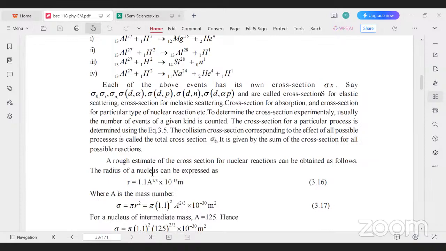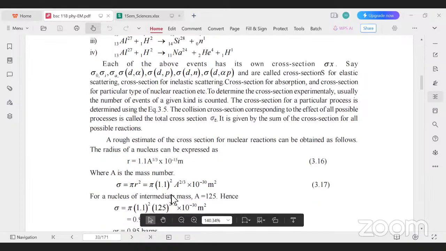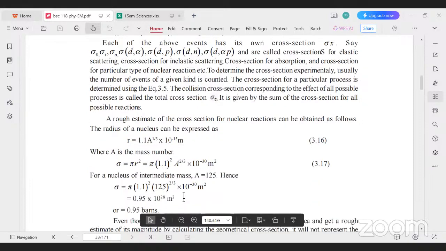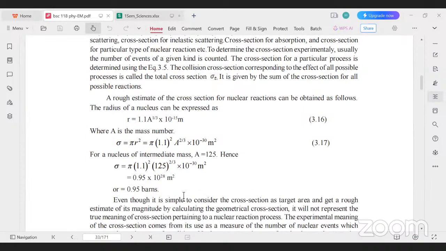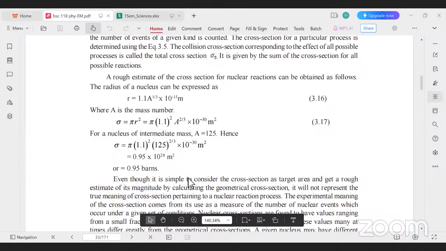So how does this reaction take place, and how can this be calculated? By obtaining the radius of the nucleus, it can be expressed, and the mass can be expressed, and the intermediate mass can also be expressed by the nuclear reactions. How can these nuclear reactions take place? Different calculations can be done to find out the mass, intermediate mass, and the nucleus.